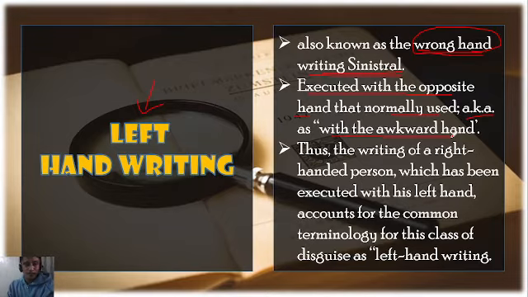So in our study, we are referring to that as left handwriting. Another example: there is a person whose dominant hand in handwriting is the left hand, but he used his right hand to disguise his handwriting. Then that is termed as left handwriting, even though he used the right, because that is not his dominant hand, or that is not the normal hand he uses in writing. With that, don't forget that it is also called wrong handwriting, sinistral.